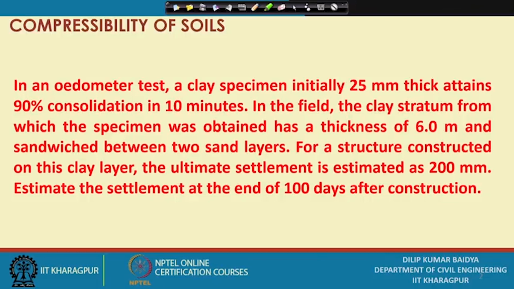In the field, the clay stratum from which the specimen was obtained has a thickness of 6 meter and is sandwiched between 2 sand layers. That means in the field the consolidating clay layer is 6 meter thick, and below is sand, above is sand. So, instead of saying drained at both sides, it is mentioned sandwiched between 2 sand layers. From this statement what do I have to assume? I have to assume draining from both upward and downward direction. That means this is a both way drainage problem.